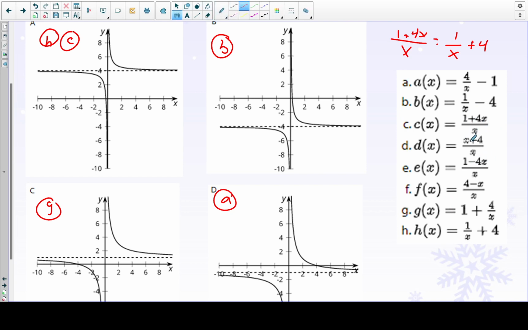So let's look at some of these other ones, right? Well, let's kind of do the same thing. So let's look at D. X plus 4 over x. Well, let's think about this in two ways. So here, I could just divide by x, right? Okay, what's x divided by x? Well, 1, right? So I could say that this is 1 plus 4 over x. Okay, well, guess what? That has an asymptote at 1. So that one, D.